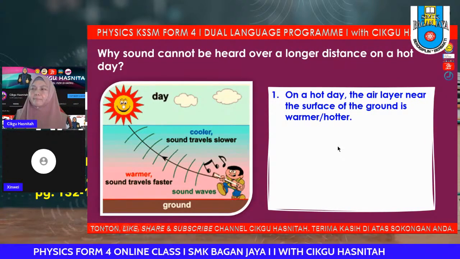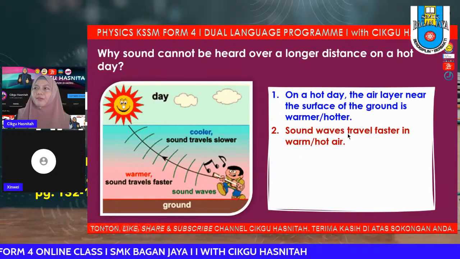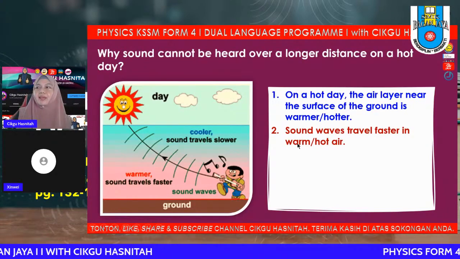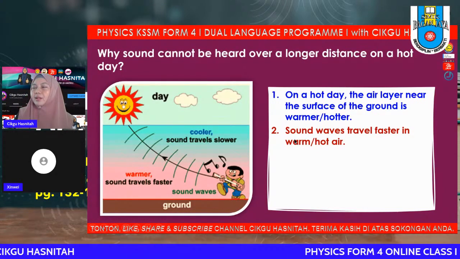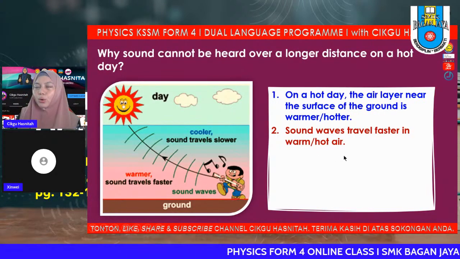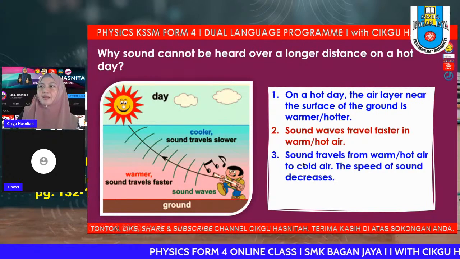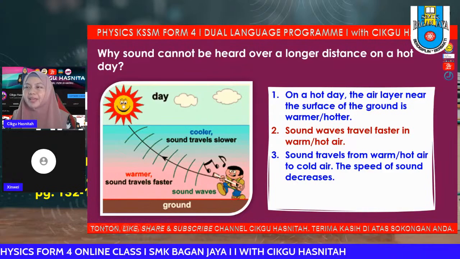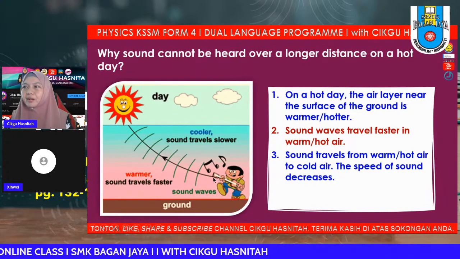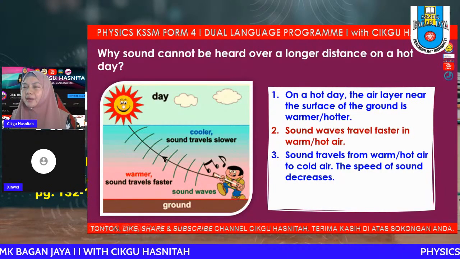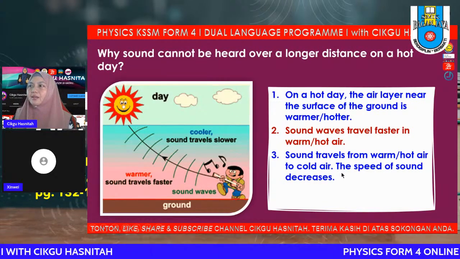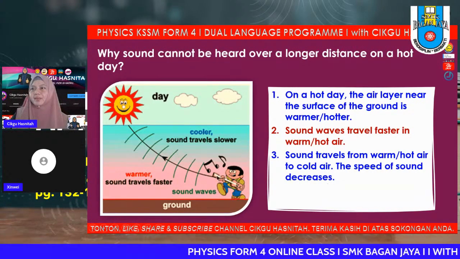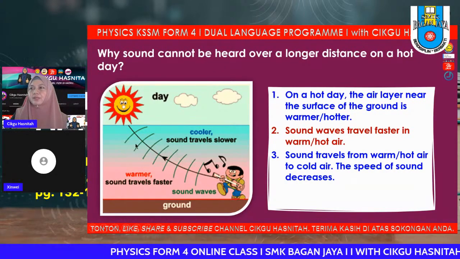Okay. Second, sound wave travels faster in hot air. Then sound travels from warm air. So sound dia dari bawah. You play here. So the sound wave travels from hot air to cold air. So the speed of sound decreases. Okay. Speed of sound decreases.